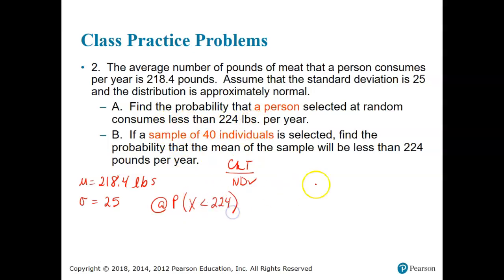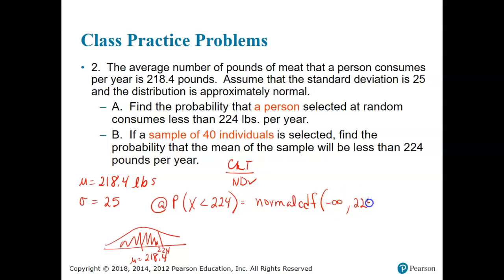224 pounds. So if I sketch this out, my mean is 218.4. So I want 224. So that's going to be this part here. So it's a probability. So I'm going to do the normal CDF from negative infinity to 224. Mean is 218.4 and the standard deviation is 25. Okay, so that value is the 0.5886 that you see here.